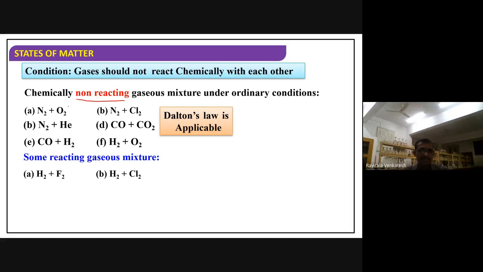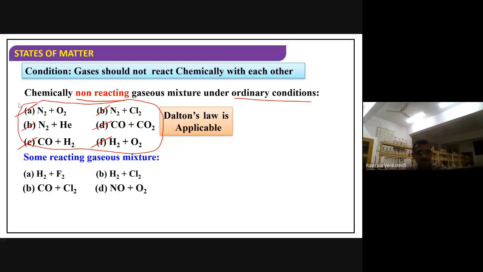Nitrogen and oxygen don't react, so they can be selected. Nitrogen and chlorine don't react either. That means at normal conditions. When you heat, nitrogen and oxygen react to give nitric oxide. But at ordinary conditions, nitrogen, helium, carbon monoxide, carbon dioxide, hydrogen and oxygen do not react with each other. Therefore, all these six can exhibit Dalton's law of partial pressure.